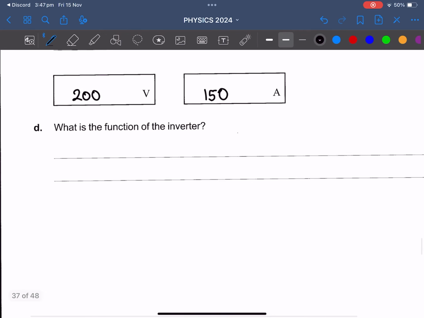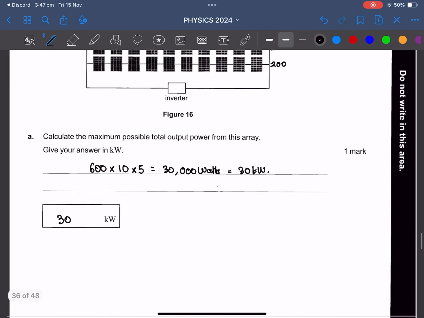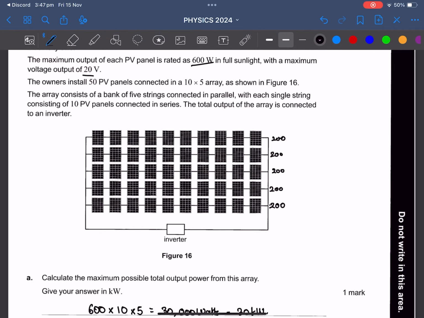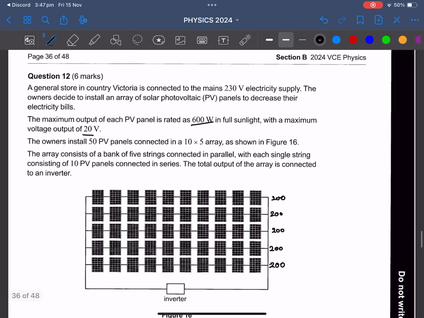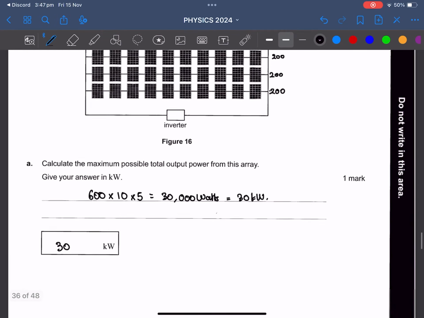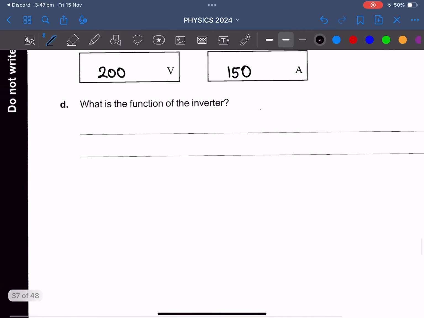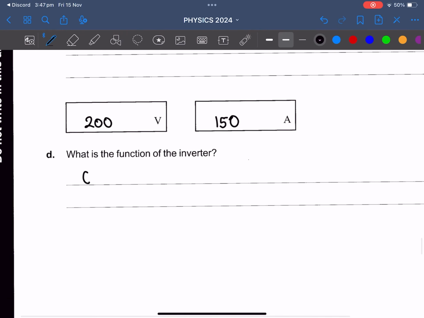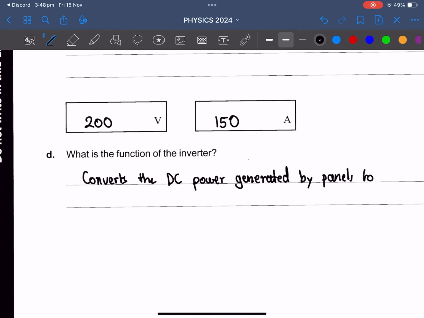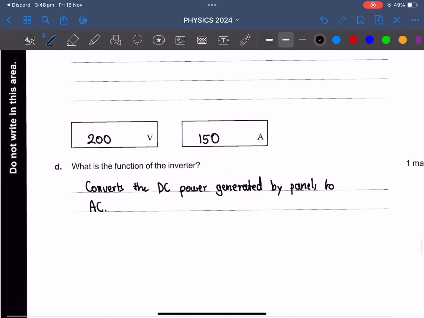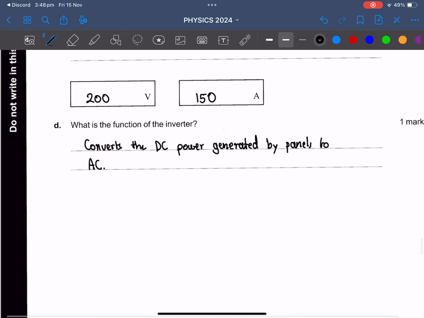Hopefully that makes sense. What is the function of the inverter? So, well, basically, it basically just converts DC power to AC, essentially. So converts the DC power generated by panels to AC, so that they can basically use the power.